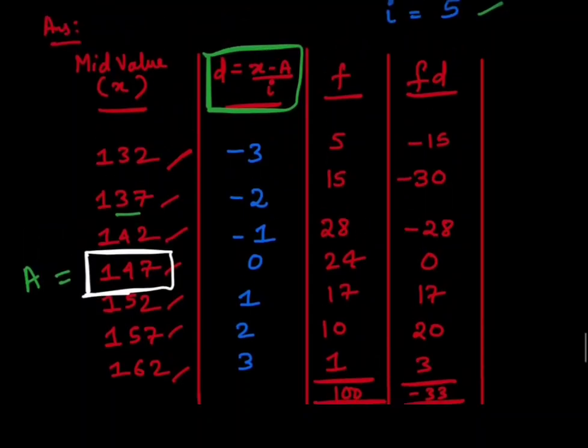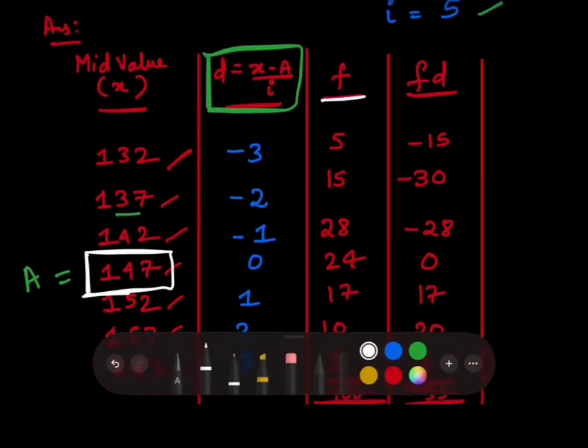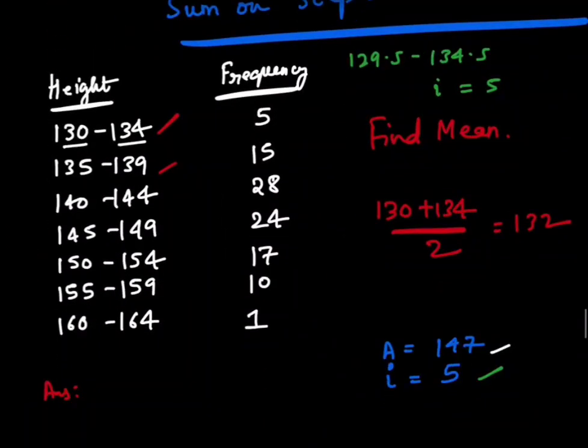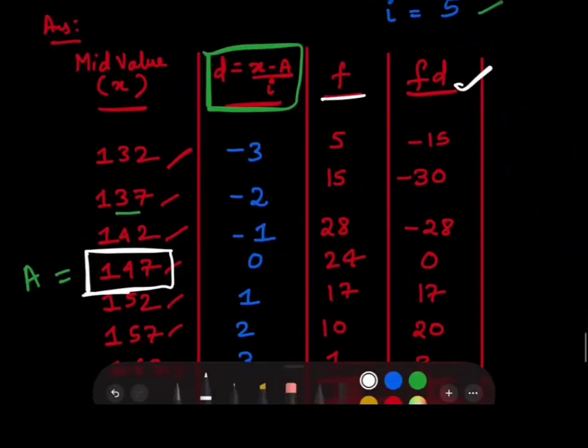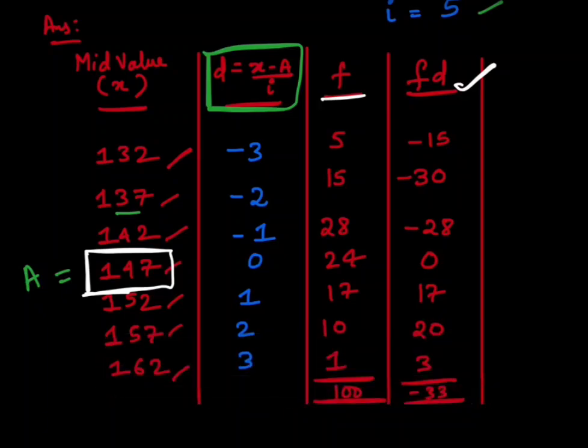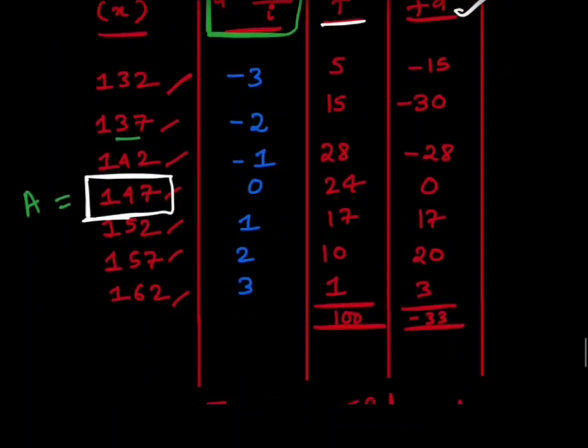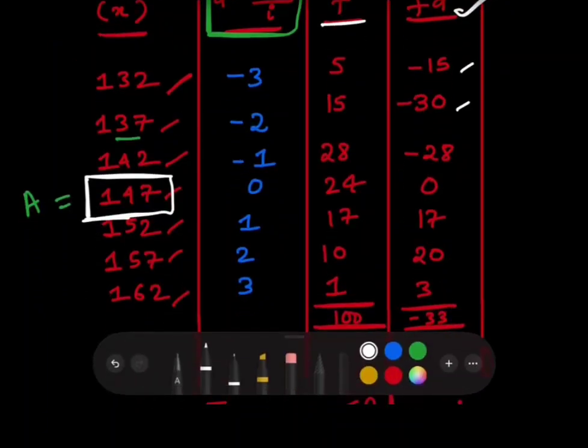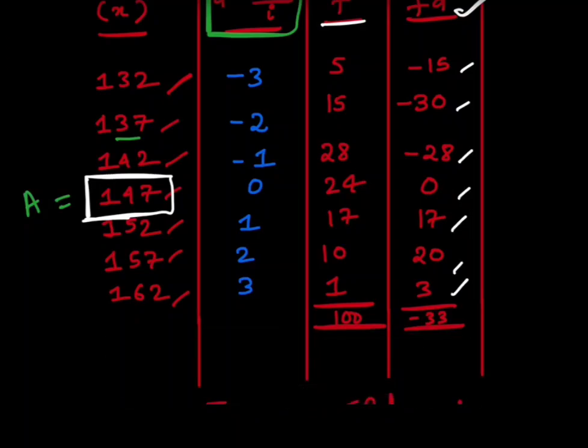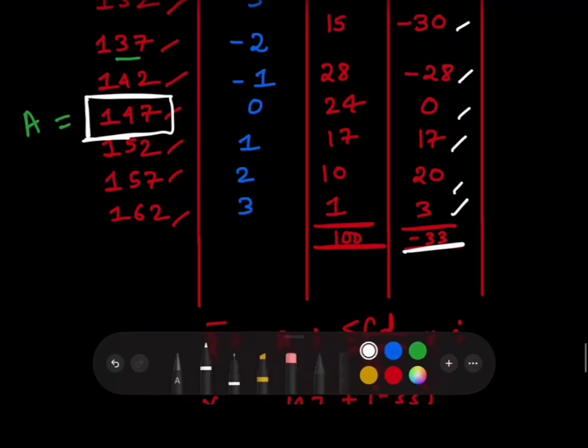Next, after finding d, we multiply by f. F was already given in the question to us. The values of frequency were given. So we multiply f with d to get fd. Then we find the summation of fd. Minus 15, minus 30, minus 28, 0, 17, 20 and 3. On adding them, we get minus 33.